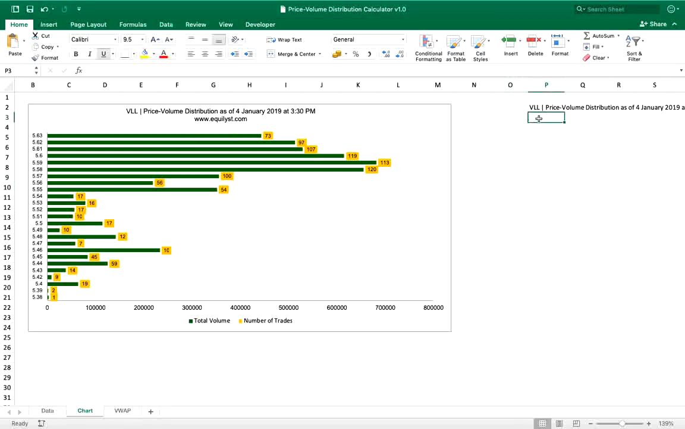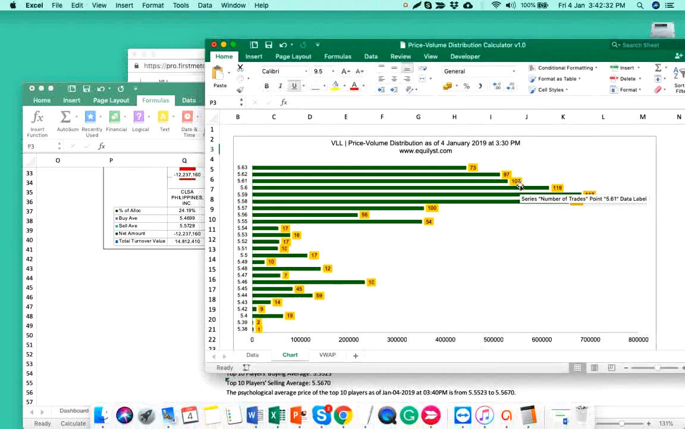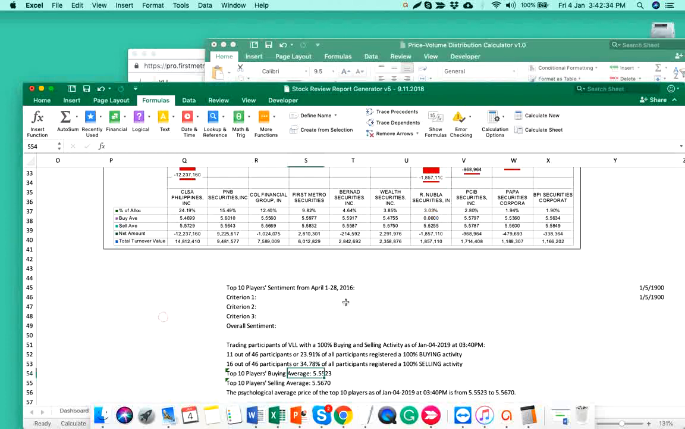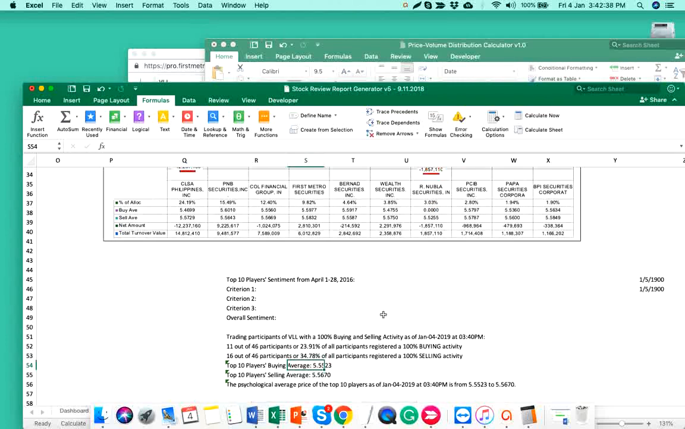So this is my technical analysis for VLL. If you have any question, or if there's something that is not quite clear based on my explanation, don't hesitate to drop a comment on our private clients forum, and I'll get back to you as soon as I can.